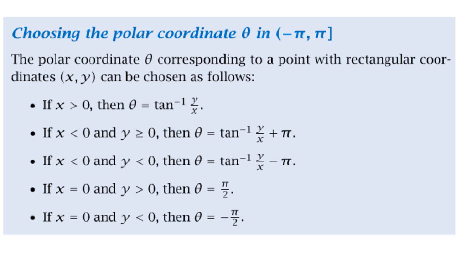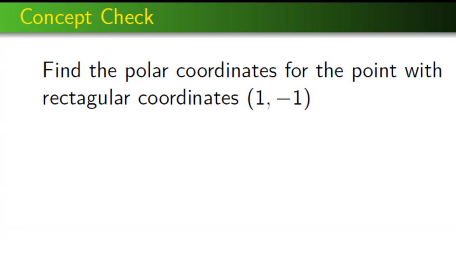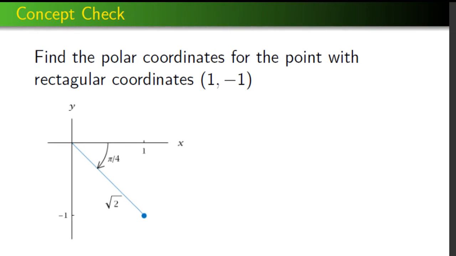This is an outline to help you stay on track. So if the x value is less than 0, these are some of the stipulations you want to be comfortable with. Well, we'll go ahead and work out an example. This one says, find the polar coordinates for the point with rectangular coordinates of 1, negative 1. So let's take a look at how we do this.